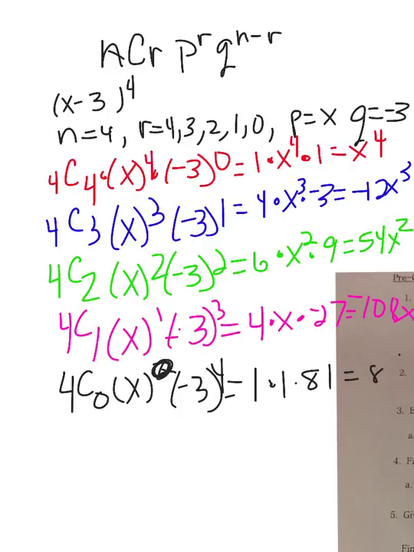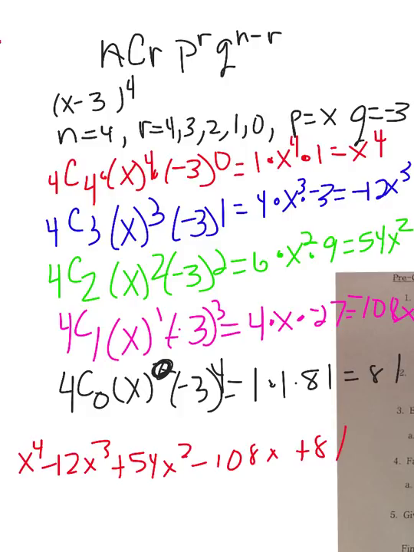So this is 81. And the last thing is you have to remember you have to write it as the expansion of the binomial. So you have to put it now in order. X to the 4th minus 12x cubed plus 54x squared minus 108x plus 81. Okay, so let's take a look at B.